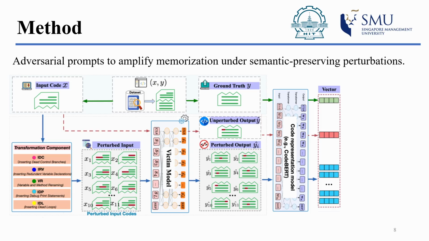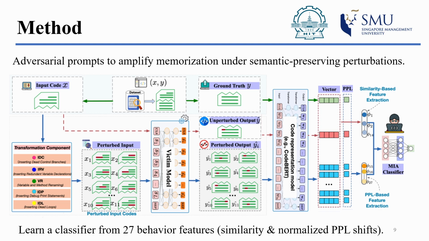After this, we embed the ground truth, the original output, and each perturbed output with a code embedding model. Finally, we compute cosine similarity and normalized perplexity for the outputs and aggregate them into a 27-dimensional feature vector, and feed it to a 3-layer MLP classifier to predict membership.